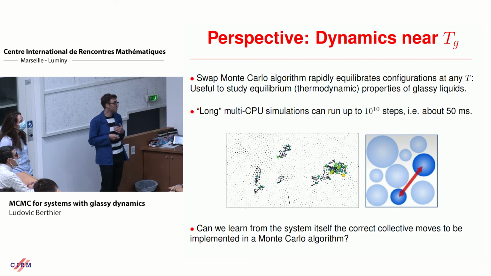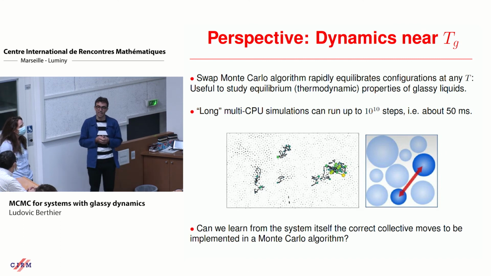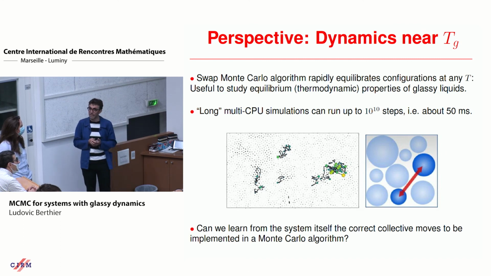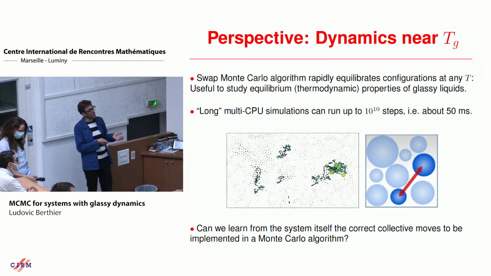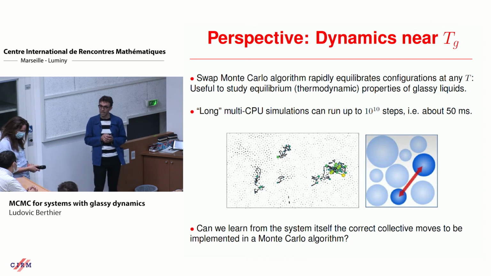What I think would be really nice for me is, can we learn from the system itself what are the real Monte Carlo moves that are needed to speed up the dynamics considerably? For instance, using tools for machine learning would be nice.